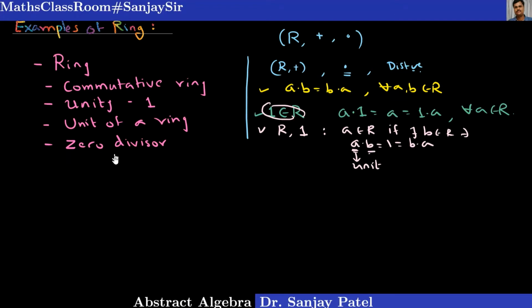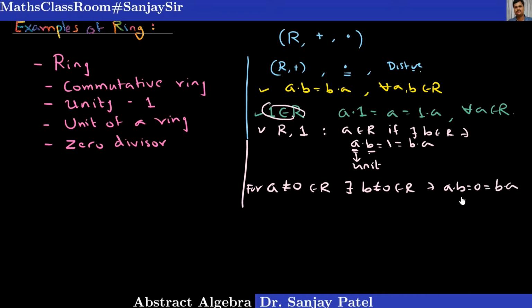And what is a zero divisor? A zero divisor we have defined as a non-zero element in the ring. For a non-zero element a in R, if there exists another non-zero element b in R such that ab is equal to 0 and ba is also equal to 0. So if the product of two non-zero elements is 0, then both this a and b are called zero divisors.